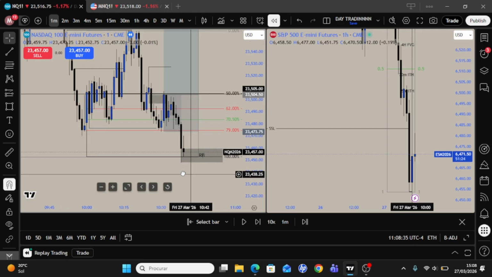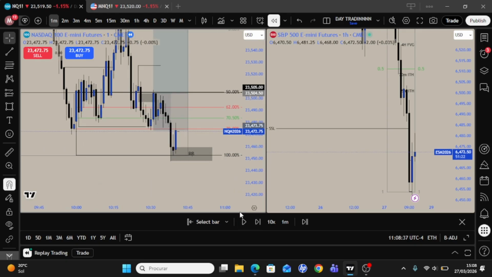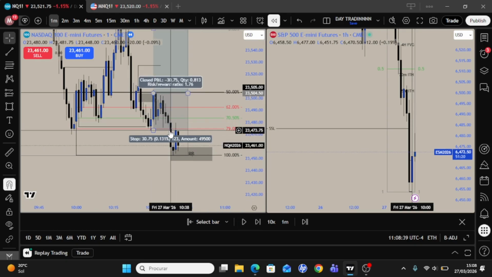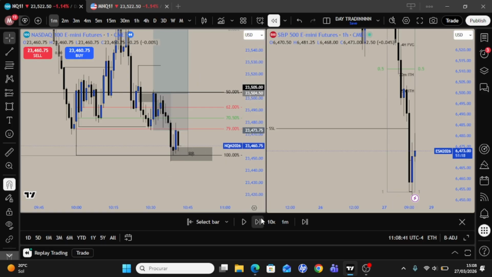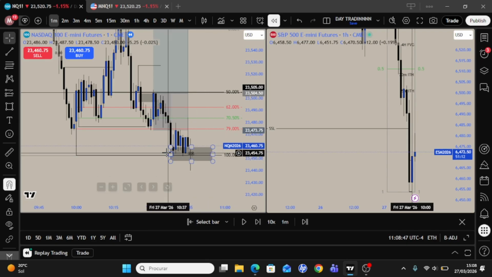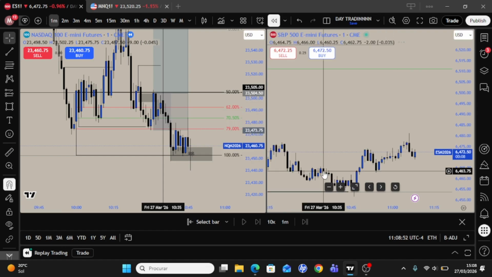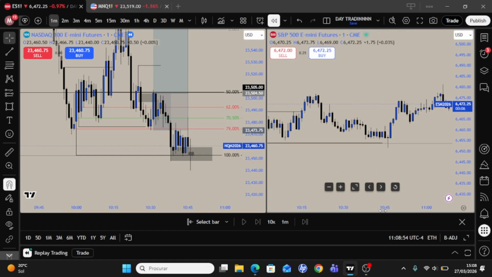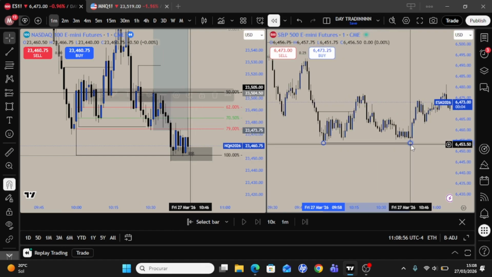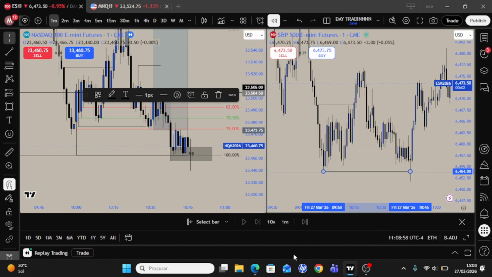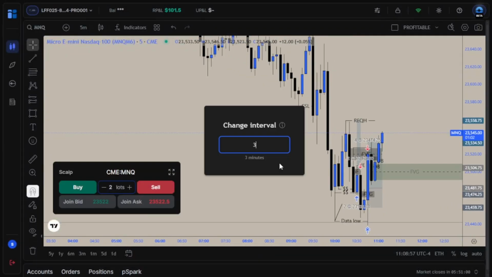So now we had this new rejection block here. Oh, it's already marked. So yeah, we got that, and then I was looking to take this 1 minute, but it didn't trigger. So what I then did was, once we got the resweep of the low, yes, took out all of these lows to the left, I took a 30-second here.